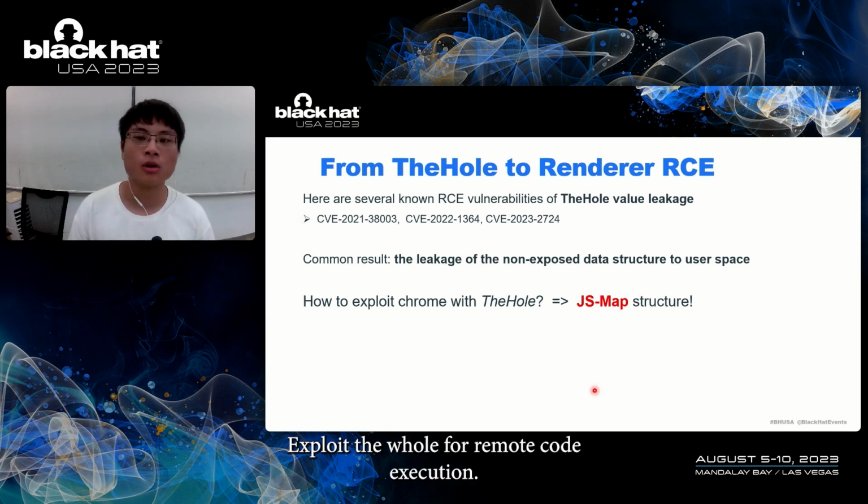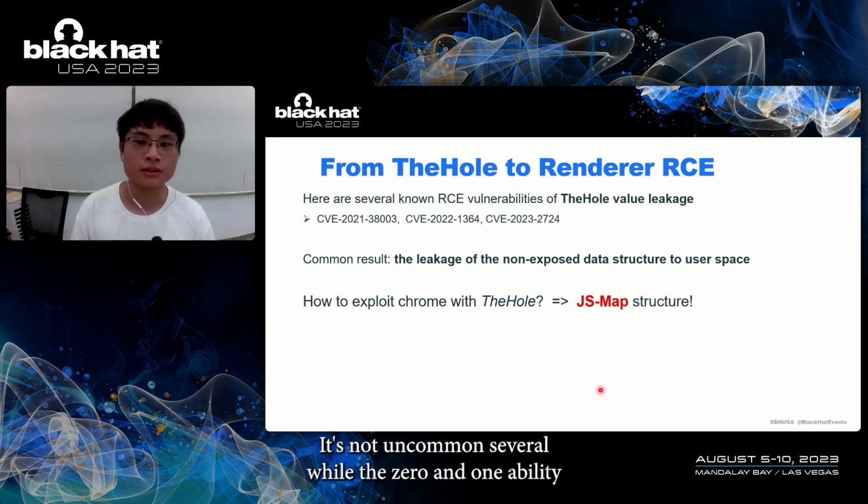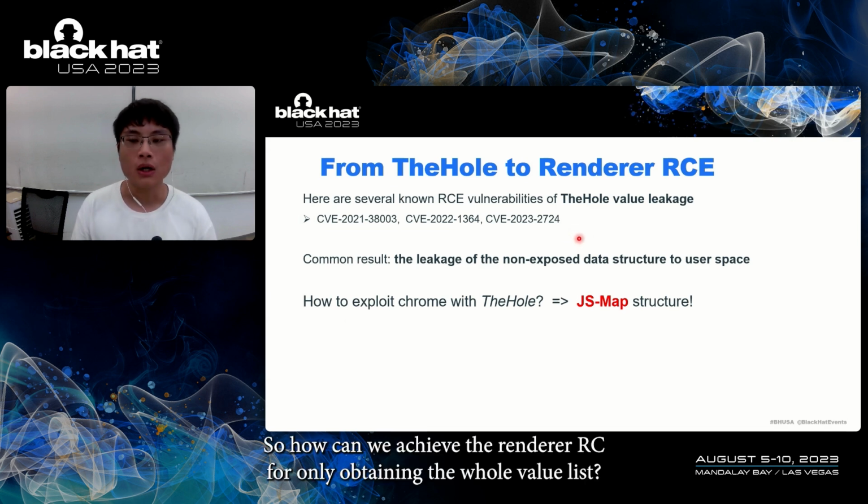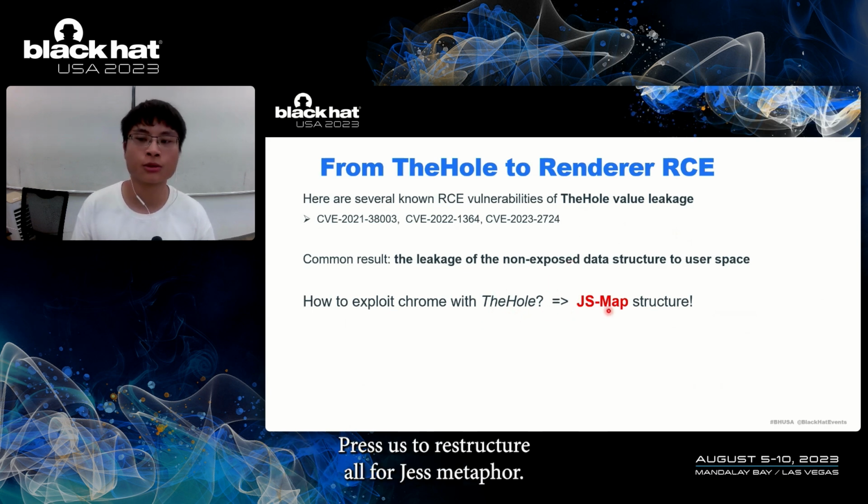Exploiting the hole for remote code execution is not uncommon. Several in-the-wild zero-day vulnerabilities take advantage of the hole for their exploits. So how can we achieve renderer RCE from the obtained hole value? This brings us to the structure of JS Map.